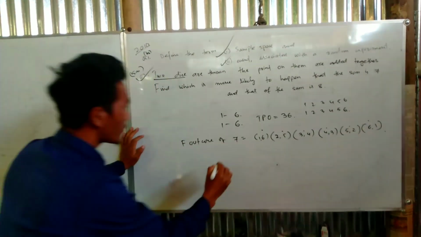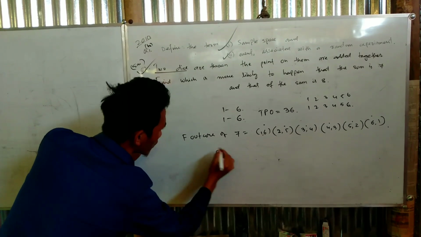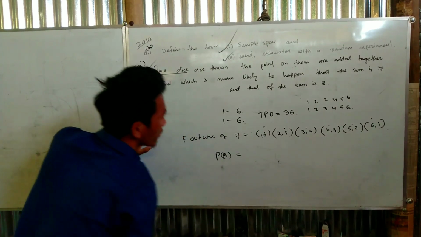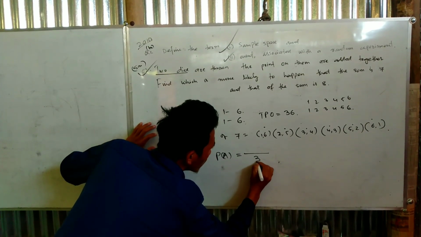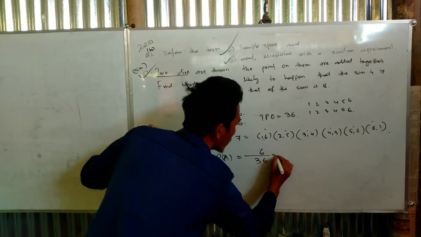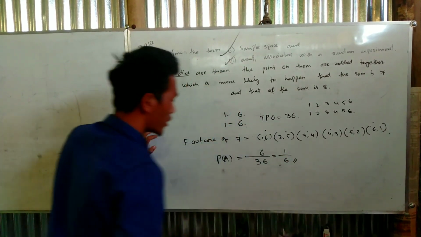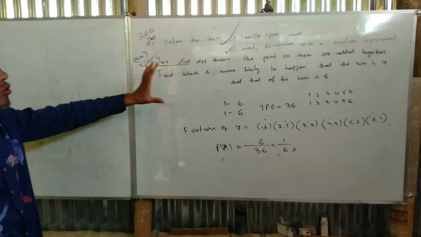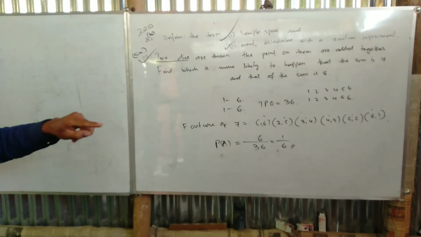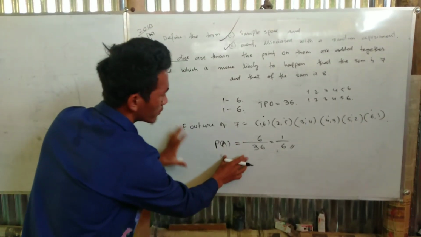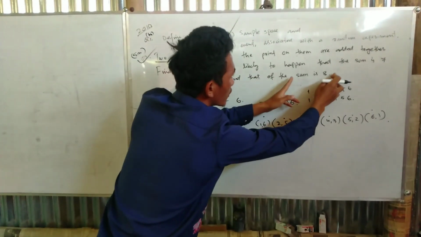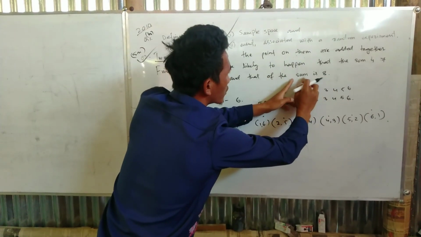Let us assume that this event is A, the outcome where the sum is 7. We put the total number, 36. How many favorable outcomes are there? 6. So the chance is 6 by 36. Now we are going to compare which is more likely to happen, the sum 7 or the sum 8. We know that the chance of 7 is 1 by 6.